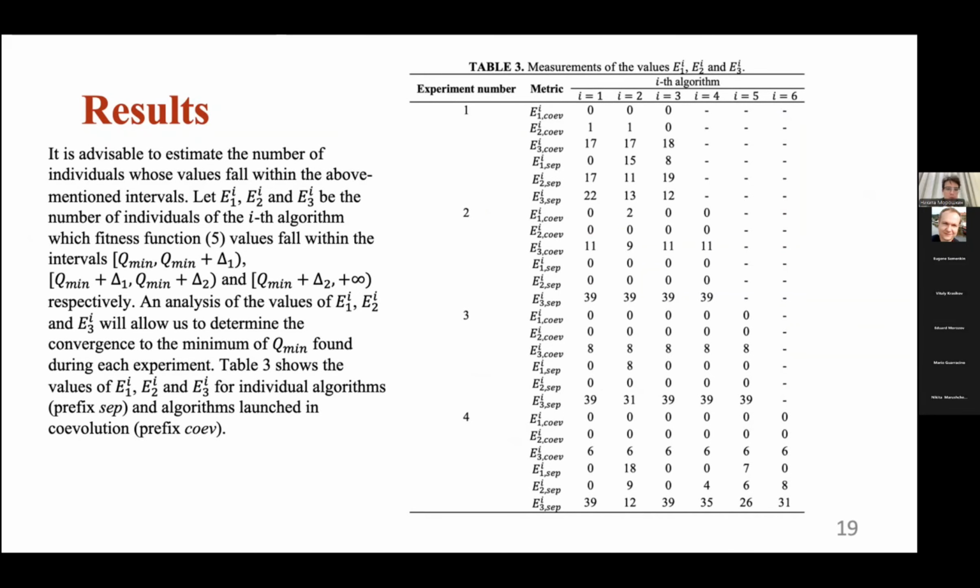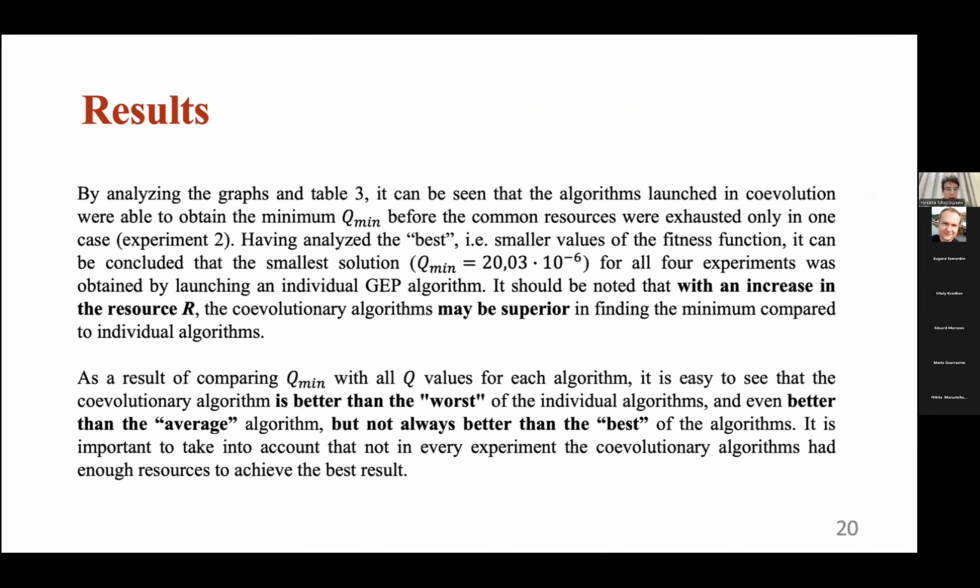experimental values for individual algorithms and for the algorithm launching coevolution separately. By analyzing the graphs in table 3, it can be seen that the algorithms launching coevolution were able to obtain the minimum objective function value before the common resource was finished in only one case.